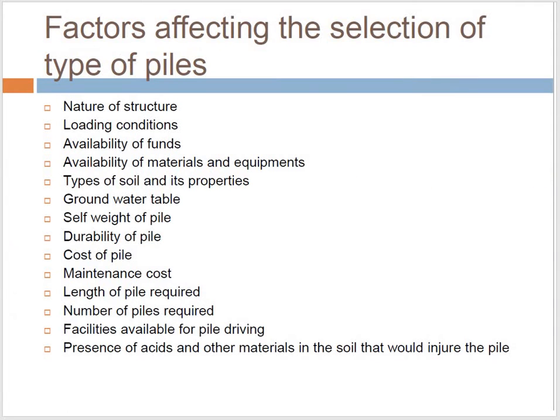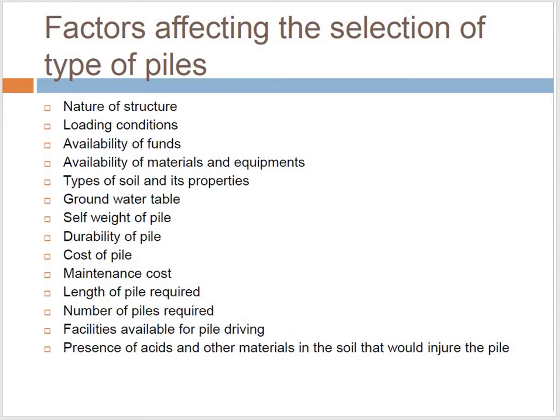Now, what are the factors which affect the selection of piles? Various factors govern the selection of the type of pile you are going to choose, such as the nature of structure, the type of loading coming onto the structure, the availability of funds. If you have enough money, you can go for deep piles, you can go for huge diameter concrete piles. But if the funds are less, then you will go for other cheaper options, like timber piles or hollow steel piles, etc.